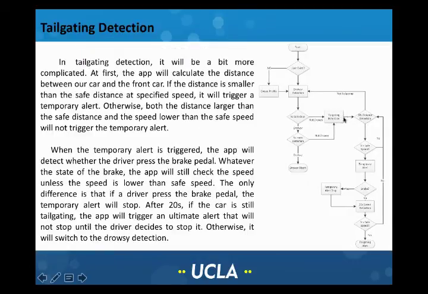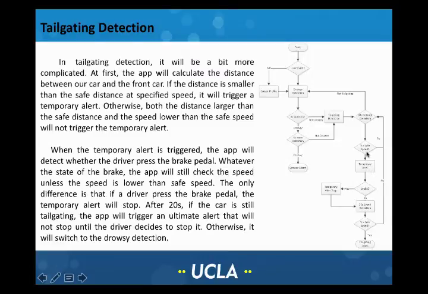In the tailgating detection, it will be a bit more complicated. At first, the app will calculate the distance between our car and the front car. If the distance is smaller than the safe distance at the specified speed, it will trigger a temporary alarm. Otherwise, if the distance is larger than the safe distance, or the speed is lower than the safe speed, it will not trigger the temporary alarm.